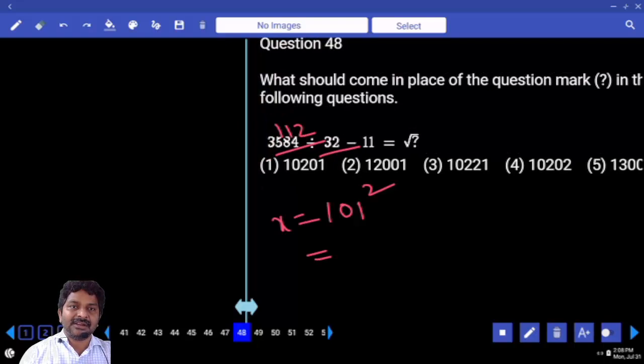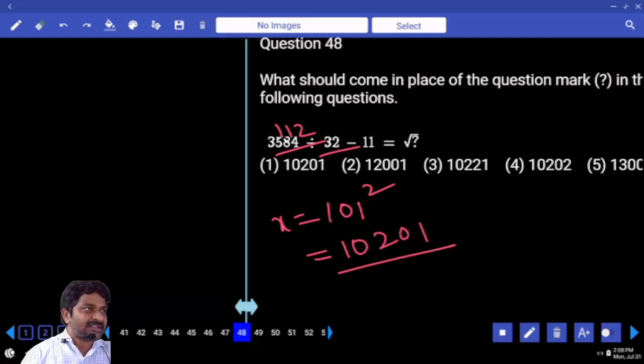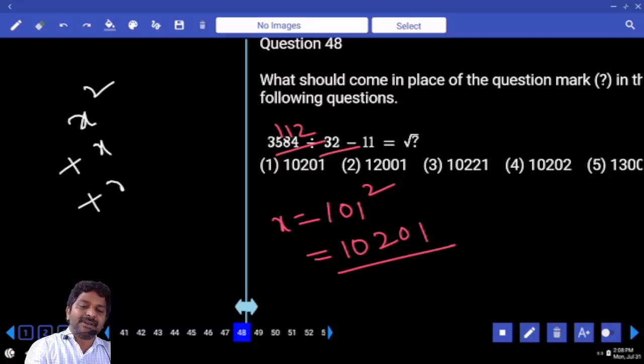How do you calculate that? 100 square plus 101 plus 100. 100 square is how much? 10,000. To that you need to add 100 and 101, which is 201. Understood? X plus 1 whole square is x square plus x plus 1. Come on.